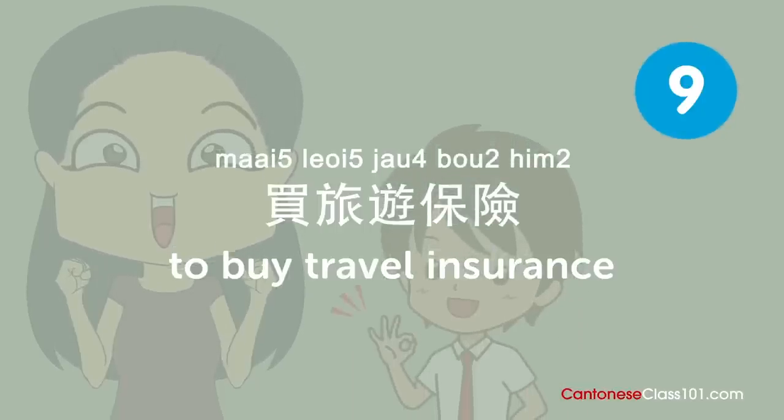Next, 买旅游保险, to buy travel insurance. 买旅游保险, to buy travel insurance. It is pretty critical to buy travel insurance. My family and I have used it on several occasions. Just for the safe sake, just for a peace of mind, right? 旅游保险, 旅游 is travel, 保险 is insurance. So you can use like 人寿保险, life insurance, or home insurance, 家居保险. So 买旅游保险, to buy travel insurance. You can usually do that online, or even some airports have kiosks where you can just buy it at the airport. So it's a very convenient way to give you a peace of mind for your trip.